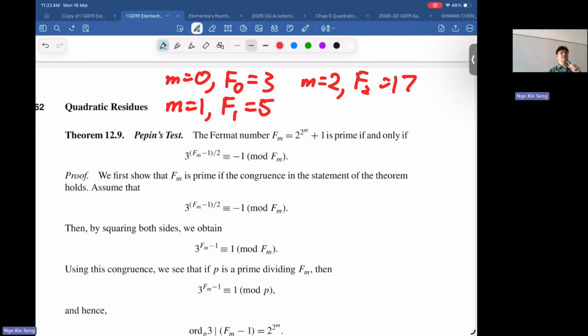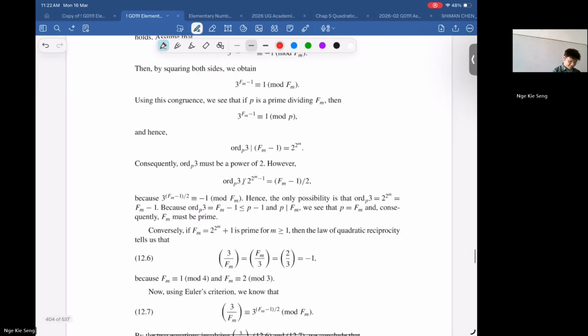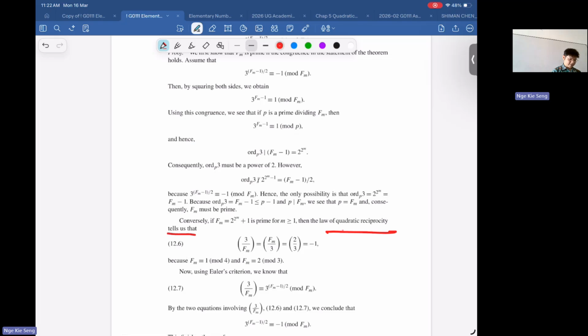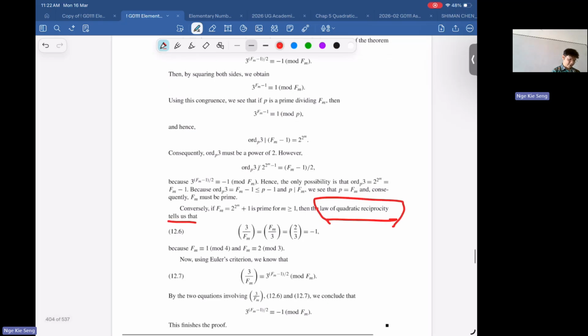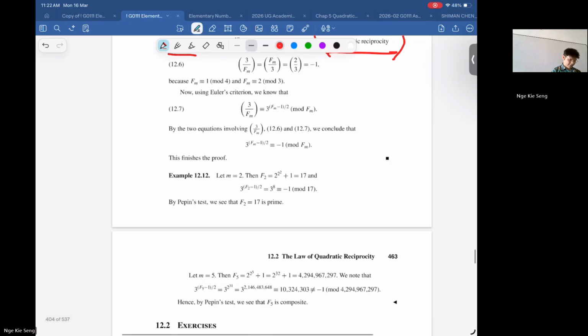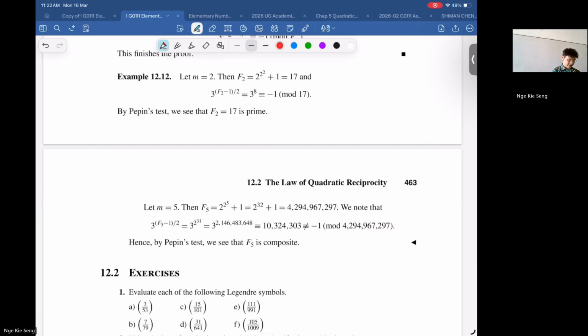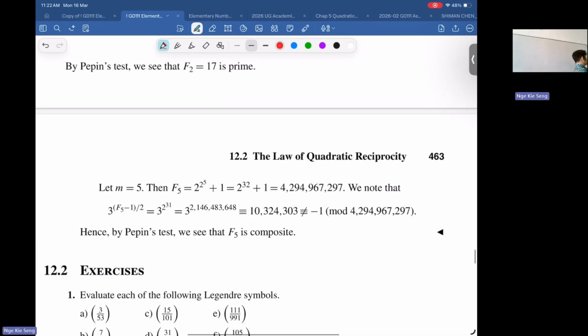Okay. So far, so good. Yeah. They are using quadratic reciprocity in some of the steps when you prove it. So there are some that are not prime. When you reach m equals 5, your number is pretty big already, and this non-prime number is quite large.